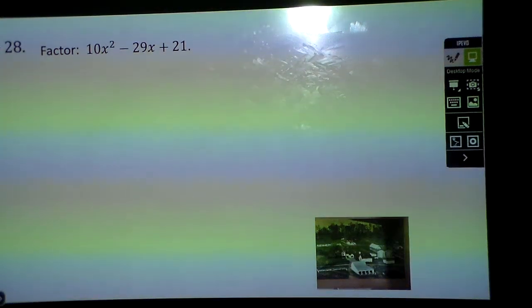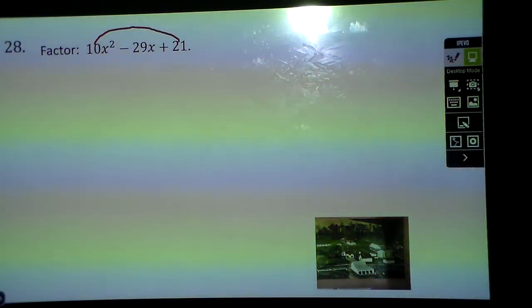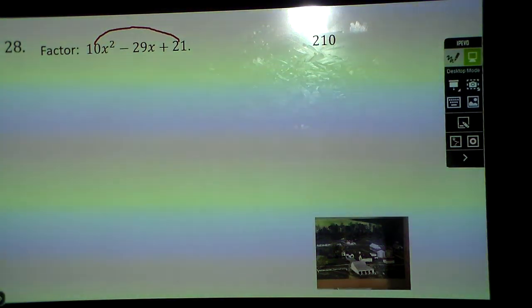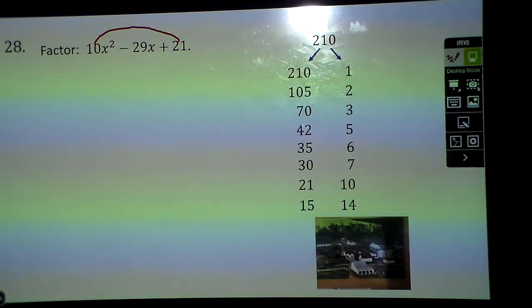The rest of the test will be factoring. Here's one where I would probably use the AC method and take 10 times 21, which is 210. Then I would factor 210. And you can go to your calculator and do y equals 210 divided by x if you need to find all the factors. I'm going to go over here and I see this is a plus.